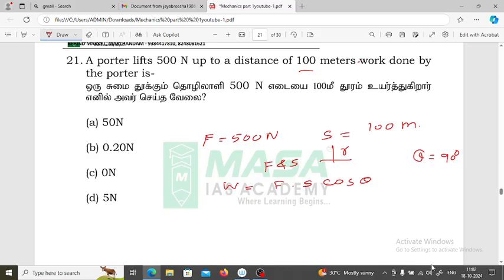To find the work done, we look at the relationship between force and displacement. Force and displacement are perpendicular to each other, so theta is equal to 90 degree. What is cos 90 degree? Cos 90 degree is equal to 0. Substitute: W is equal to F into S into 0. So the answer is 0.